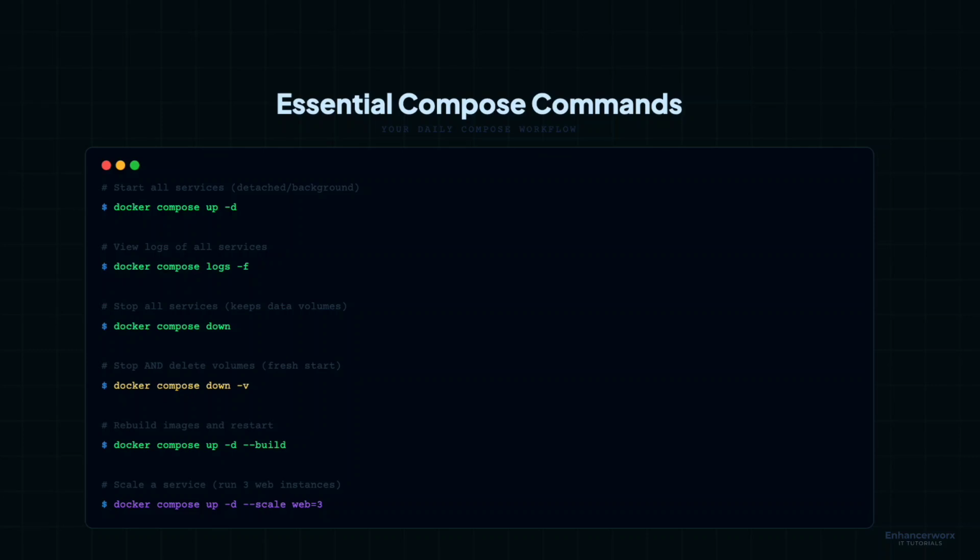docker compose down stops and removes containers but keeps your volumes. Add -v to also delete volumes for a completely clean slate. Finally, docker compose up -d --build rebuilds images before starting, which you'll use after making Dockerfile changes.